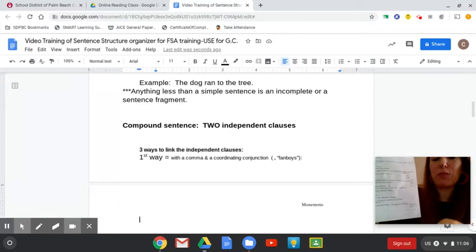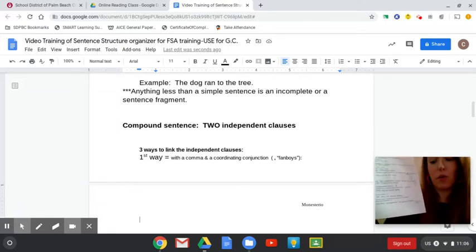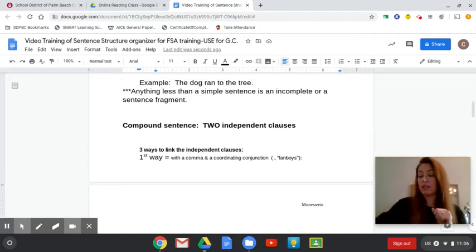I'm making it easy for you to memorize what the coordinating conjunctions are because there's only seven of them. Just memorize fanboys: for, and, nor, but, or, yet, so. Okay, so let's go back to writing our sentence. Like I said, a compound sentence is two independent clauses linked together. The first way we're going to link them together is with a comma, fanboys.